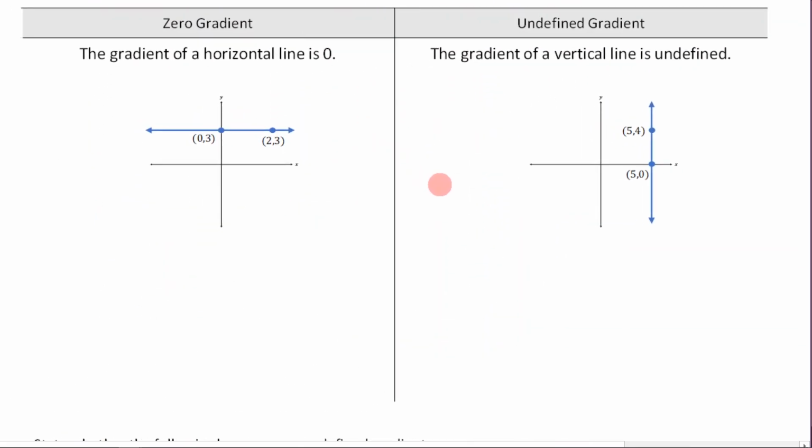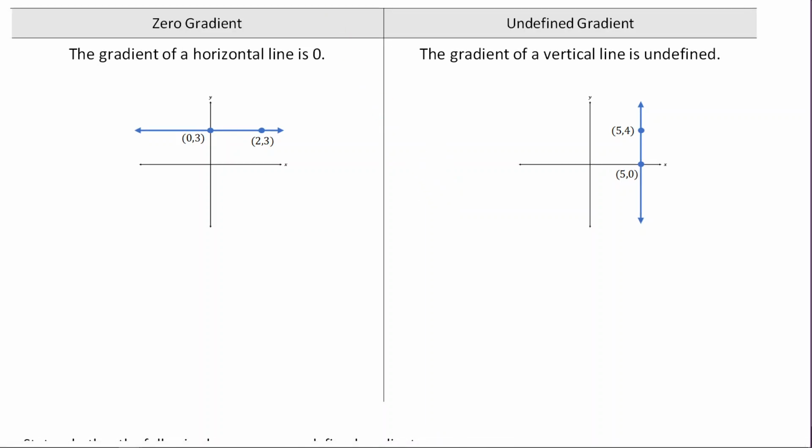And this is a nice easy page. We have to talk about the difference between zero gradient and undefined gradients. A gradient of a horizontal line is 0. So if you have a horizontal line, the gradient is 0. So this line right here, the gradient of it would be 0. And let's think about why this is the case.